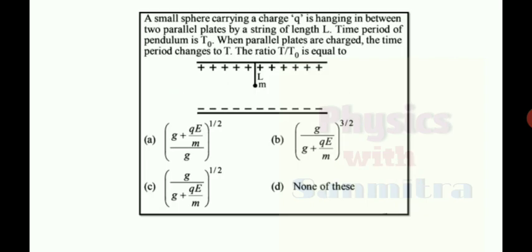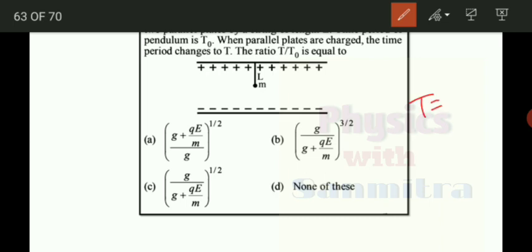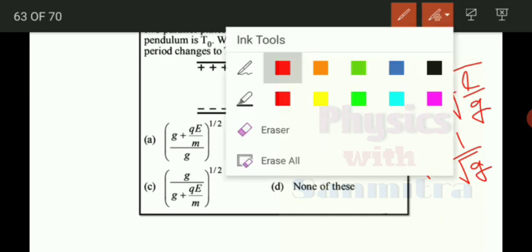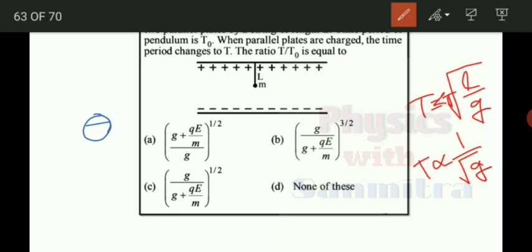A small sphere carrying a charge Q is hanging in between two parallel plates by a string of length L. The time period of the pendulum is T0. When the parallel plates are charged, the time period changes to T. What is the ratio T by T0? Okay, now let's see. The time period is given by 2 pi root over L by g. Here 2 pi and L are constant, so the time period is proportional to 1 over root g. Now let's see how g varies when the electric field is applied.